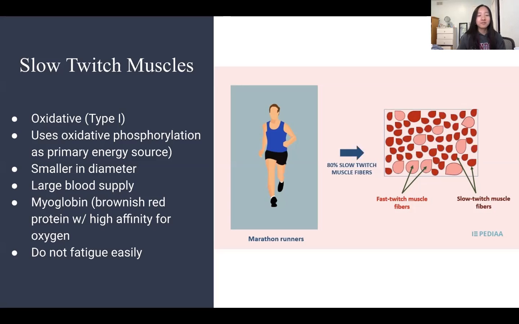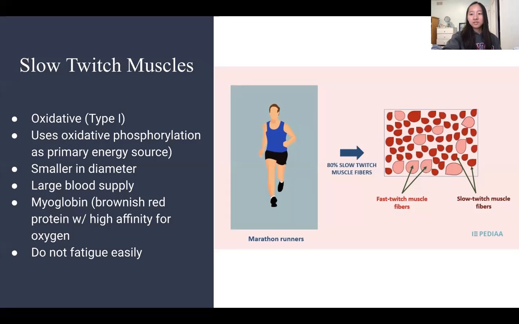But you'll basically find slow twitch muscles everywhere in your body. But you're right, like your parts of your legs that are responsible for running more. Let me rephrase that because that might have been confusing. When you're sprinting, your fast twitch muscles are going to be used a lot more, and when you're running a marathon, you're depending on your slow twitch muscles more to work.